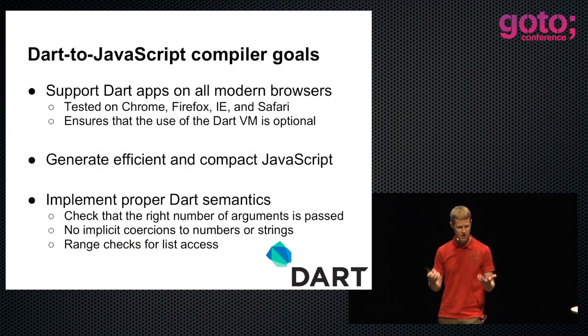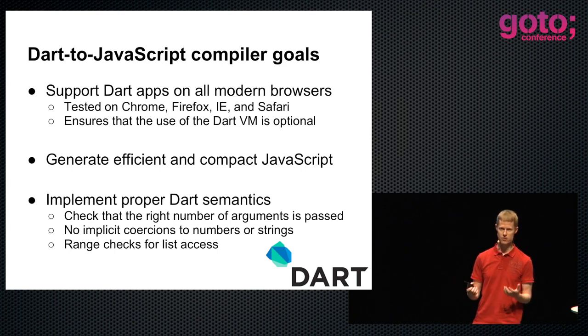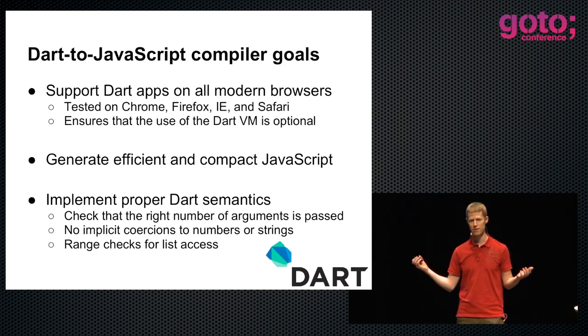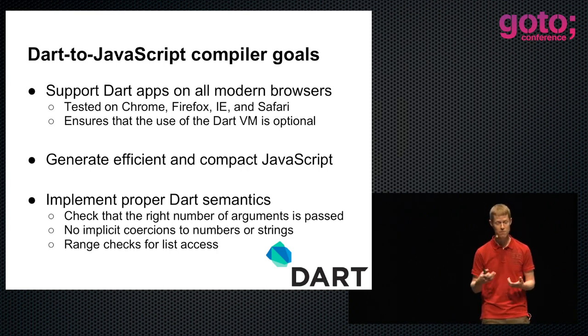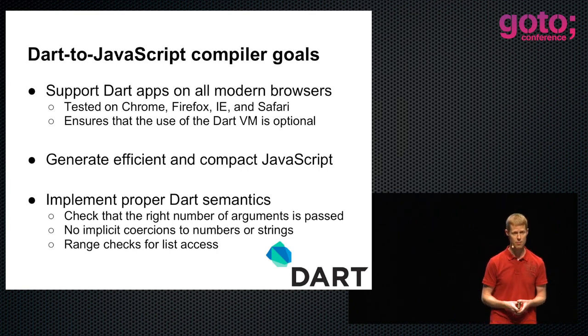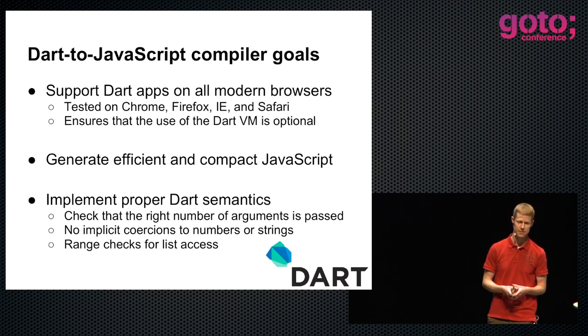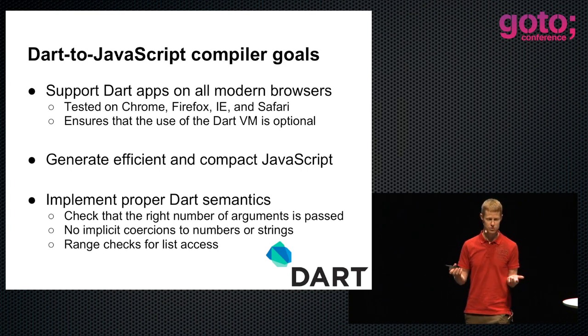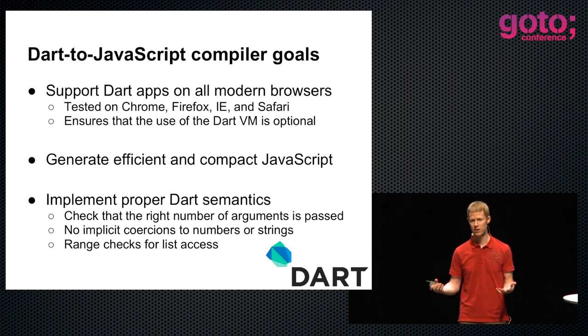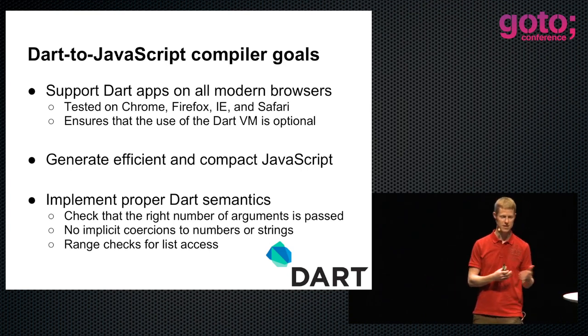So Dart-to-JavaScript compilation is very important to us. It's very important for us to support Dart across all modern browsers. So we regularly test on Chrome, Firefox, IE, and Safari. Opera is just around the corner for us. So we want to make sure that no matter what kind of modern browser a user is using, you can run Dart code in that browser through translation.